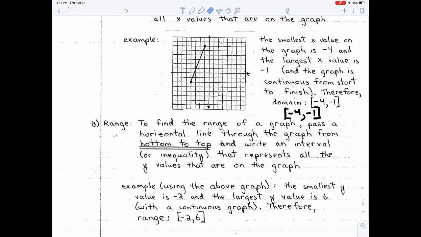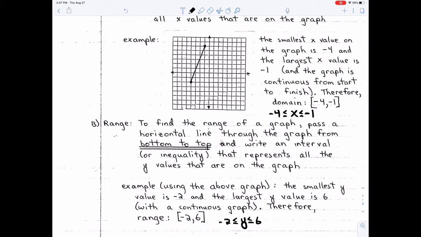But I do want to mention something. I'm going to get rid of this because I've already written it for you. I've said you should be able to do this as an interval and as an inequality. Okay, well, how would you write these as an inequality? Well, domain is x, so you would say x is between -4 and -1. And y is from -2 to 6. Okay? And that's all you really need to have written down.